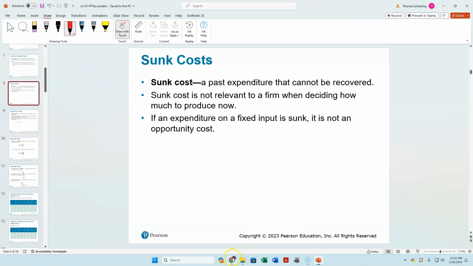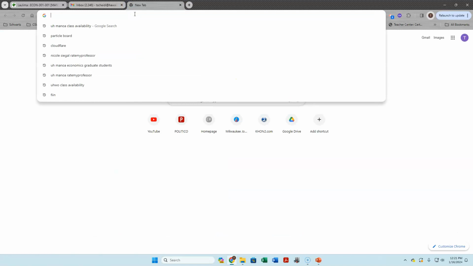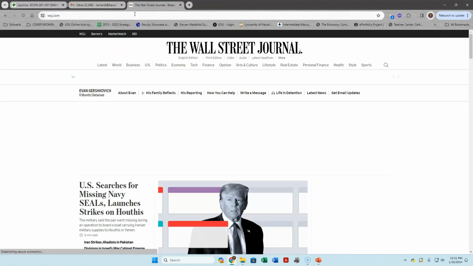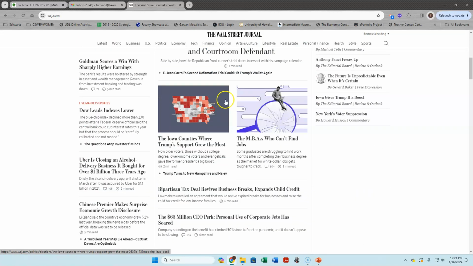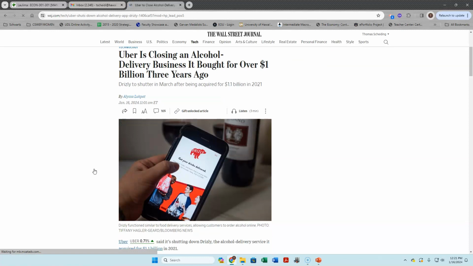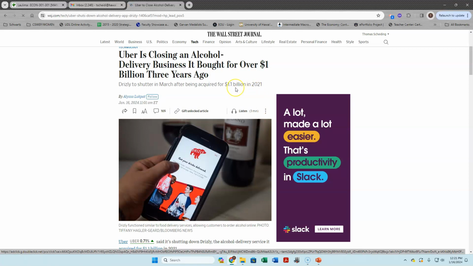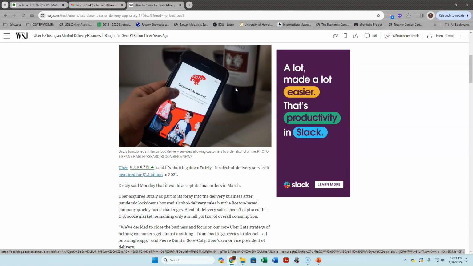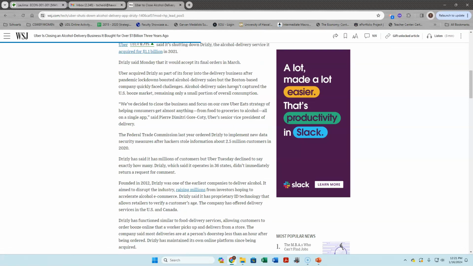Now we're starting to get to a point where we can see some examples from today's news. I've never used the service, so let me put that out there from the very beginning. I take Ubers and I use Uber Eats, but I've never used Drizly, which delivers alcohol. Apparently in 2021, Uber spent $1.1 billion to buy an alcohol delivery business, and now it's shutting it down. They're probably getting critiqued in the Wall Street Journal article. I haven't read the whole thing.